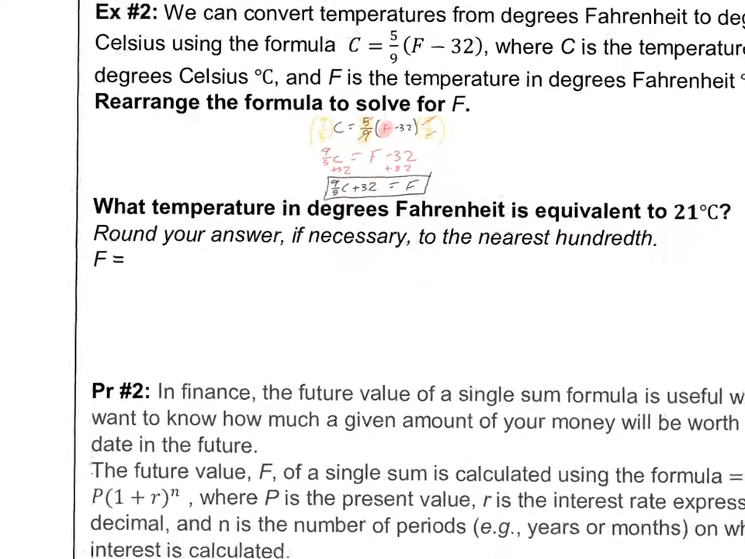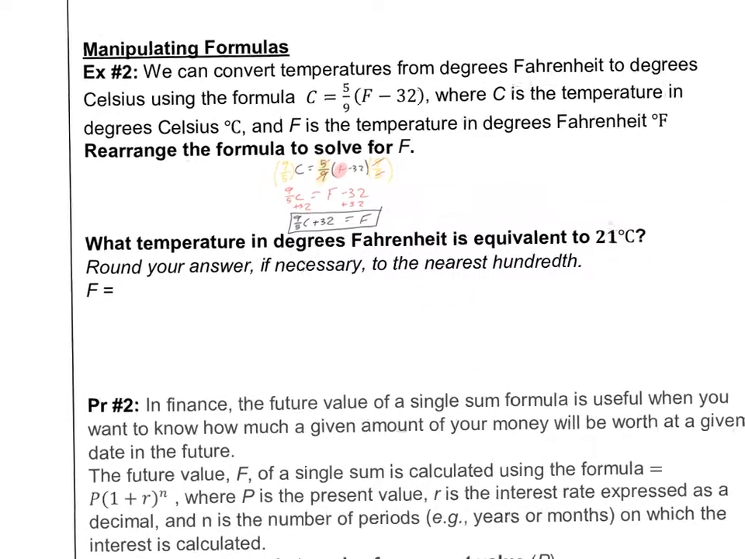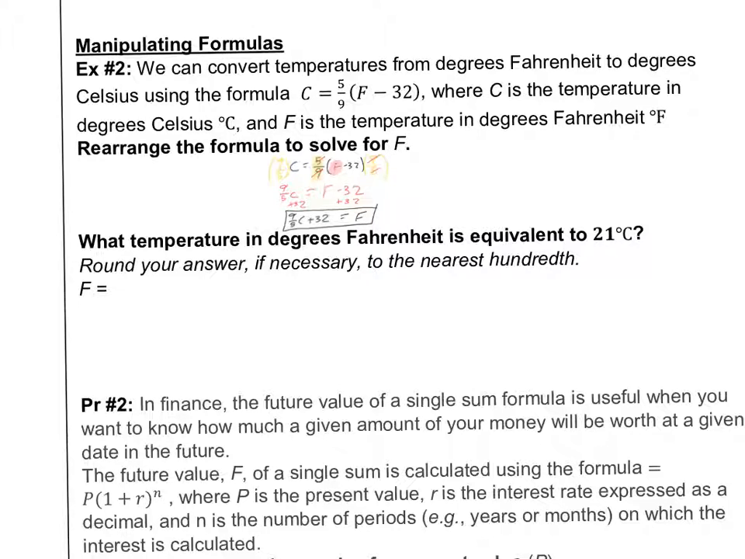All right. So the next part of this question says, what temperature in degrees Fahrenheit is equivalent to 21 degrees Celsius? Well, now that we have this formula, we could just take 21 and plug it in. So let's just go ahead and do that. I got 9/5 times whatever my Celsius plus 32 equals my Fahrenheit. Well, my Celsius is 21, so I plug in a 21.